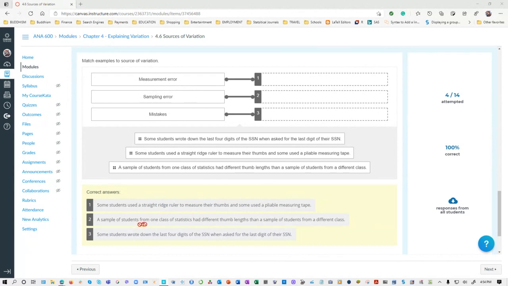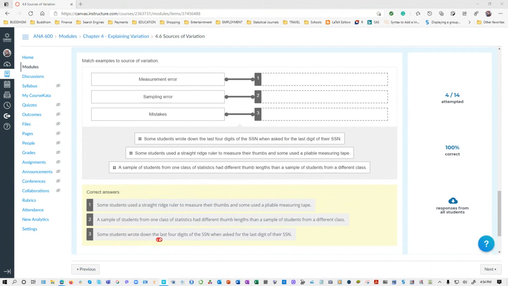Sampling error: a sample of students from one statistics class had different thumb lengths than a sample of students from a different class. If you pick a sample of students and look at the thumb lengths, they are not going to be the same as the students of another sample or different class. That's called a sampling error. You're going to have different values from sample to sample.